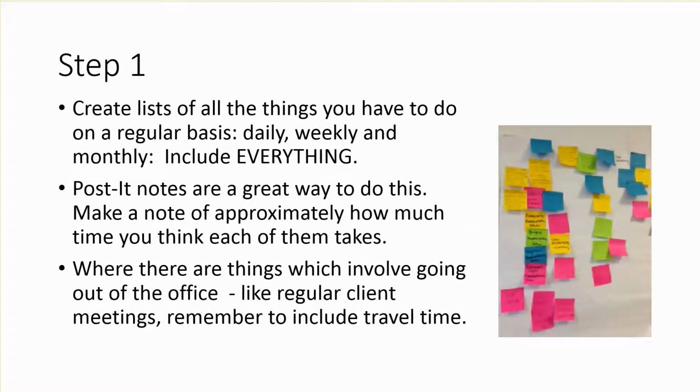Step 1 is to create a list of all the things you have to do on a regular basis, daily, weekly and monthly. One handy way to do this is using post-it notes, because you can group them and move them around as you plan your time. Make a note of approximately how much time each thing takes, and when there are things which involve going out of the office, like regular client meetings, remember to include travel time.